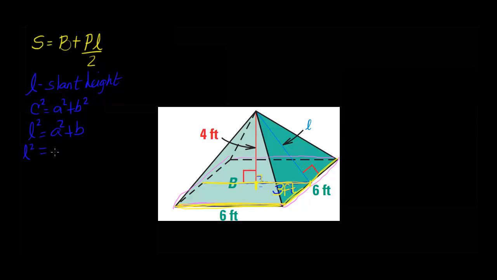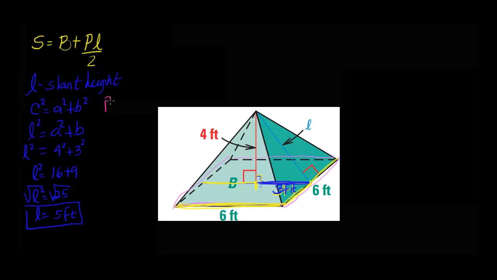L squared is equal to 4, which is the height of the pyramid, 4 squared, plus 3 squared, which is this side right here of that triangle that's inside this pyramid, which is 3 feet. So L squared is equal to 16 plus 9. L squared equals 25. We take the square root of both sides. L is equal to 5 feet. So I found the slant height. Let me go ahead and find everything else so I can find the surface area.